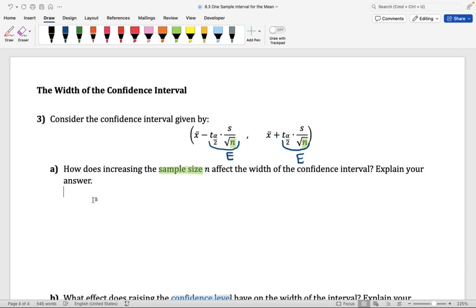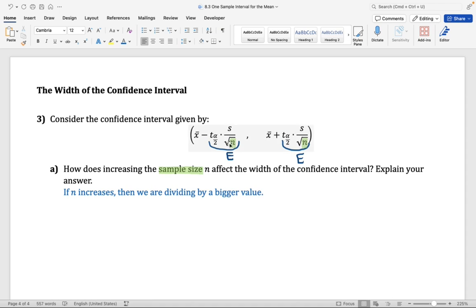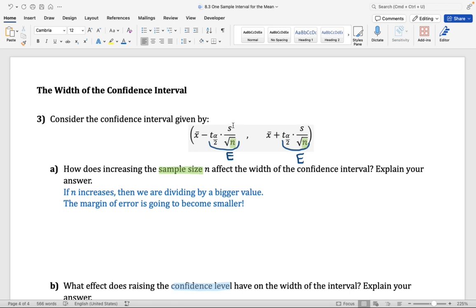Let's go ahead and write it here. We're going to write our thinking process. If n increases, then we are dividing by a bigger value. If we're dividing by a bigger value, then our error is going to become smaller. So let's write that here. The margin of error is going to become smaller. And so if the value you're adding and subtracting to x bar is smaller, what's going to happen to the width of your confidence interval? The width of the confidence interval is going to be smaller.